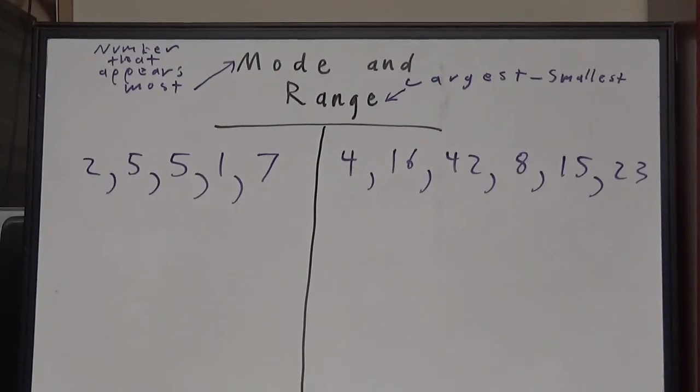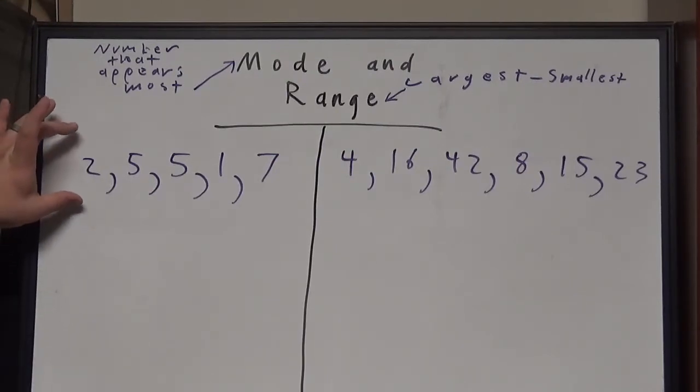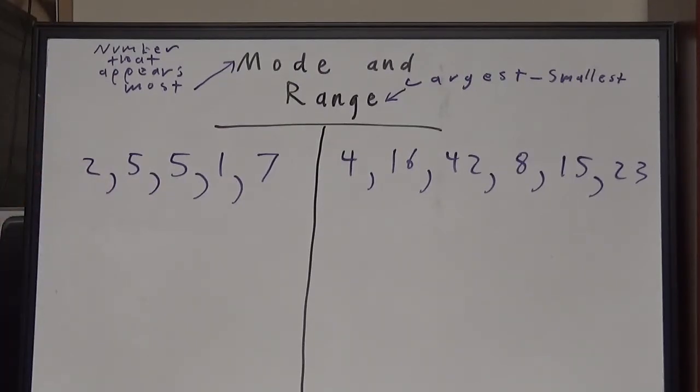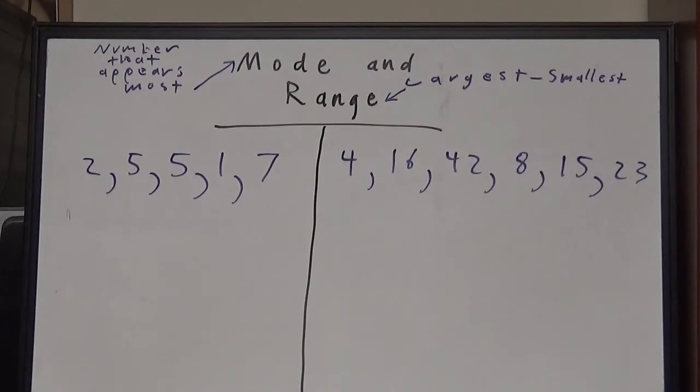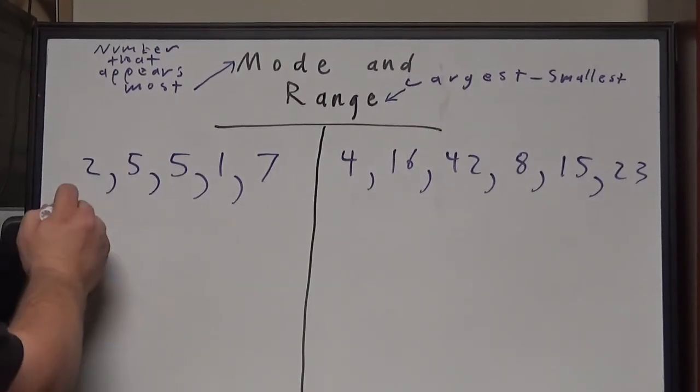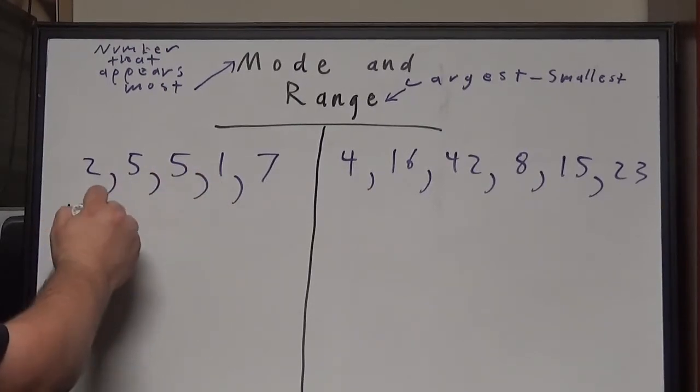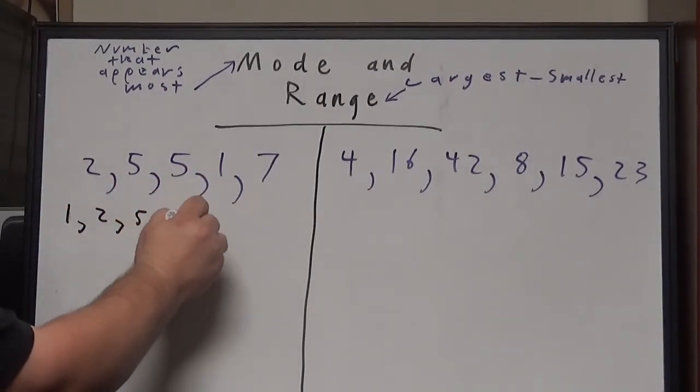Finding mode, now for either one of these, I suggest the first thing you do is put them in order. You'll definitely want to do that with range. But even with mode, in this example I have 5 numbers, and you can easily see what number shows up the most. But if you have a lot of numbers, you could miss which number shows up the most if you don't put them in order. So I'm going to start by putting them in order. 1, 2, 5, 5, 7.